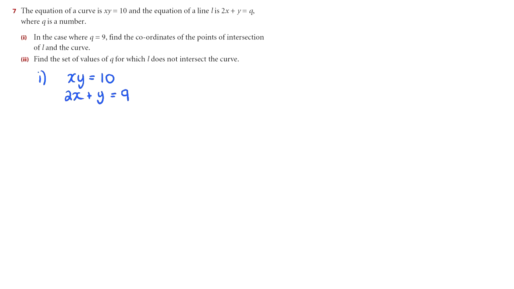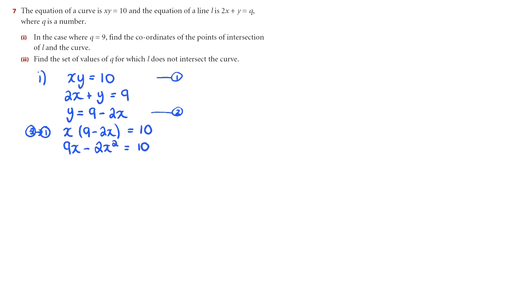We have to do substitution, so rearrange the second equation. We'll have y equals 9 minus 2x, and then substitute it into the first equation, and we'll get x in brackets 9 minus 2x equals 10. Expand the brackets: 9x minus 2x squared equals 10, and let's move everything to the right side so that x squared becomes positive, and we'll get 0 is 2x squared minus 9x plus 10.